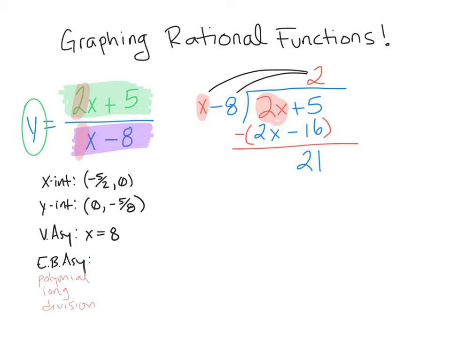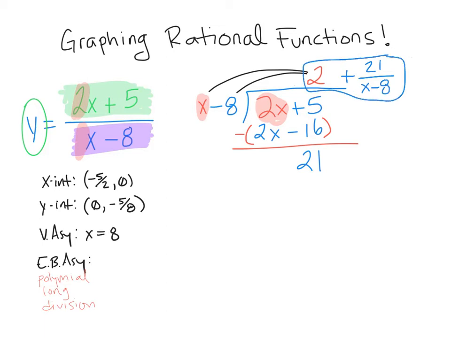So now my question is, how many times does x go into 21? What can I multiply times x to get to 21? Nothing. What does that mean? 21 is my remainder. So the way I would write that is 2 plus 21 over x minus 8. That would be my answer.